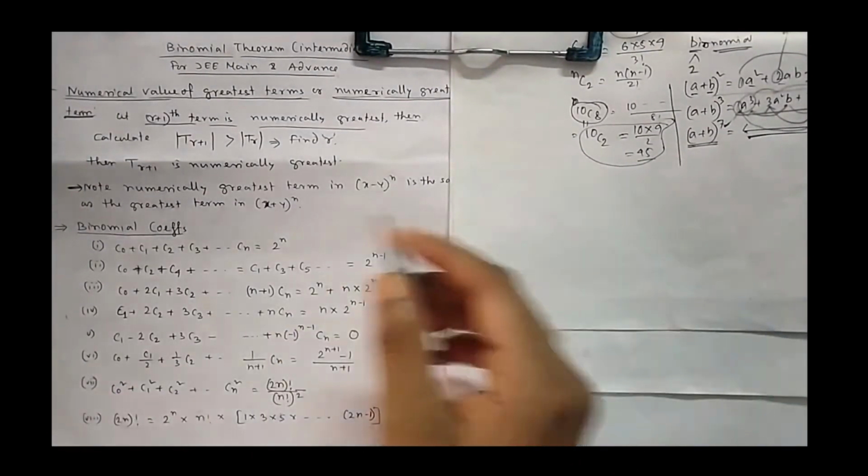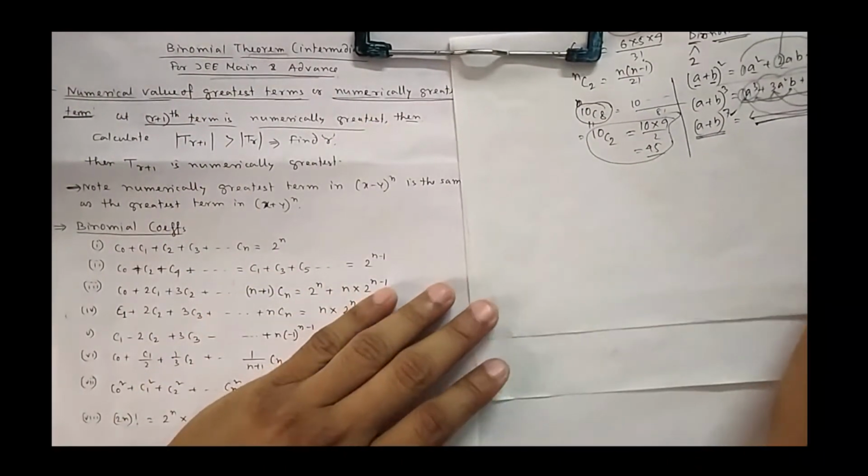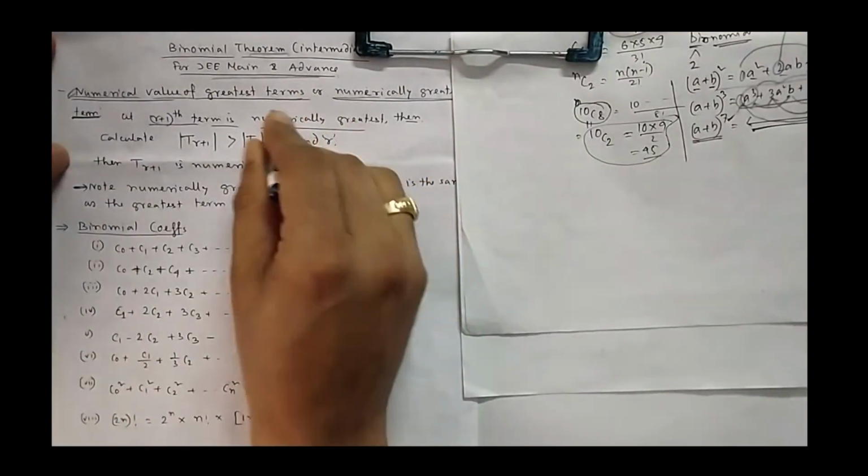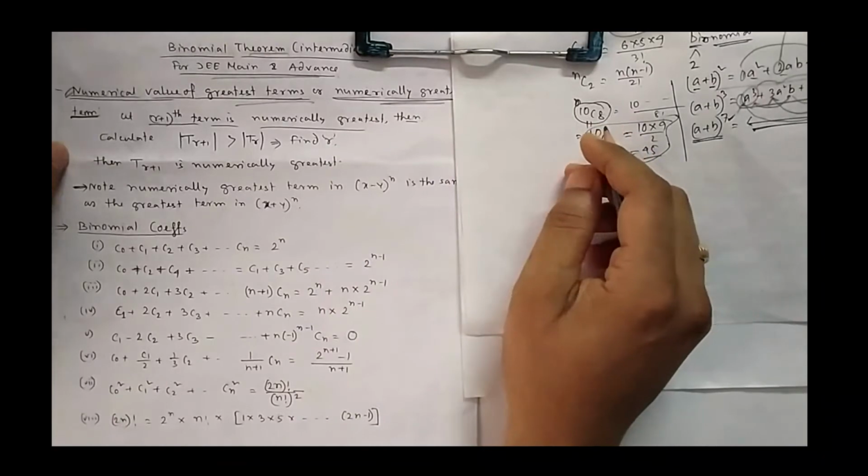Up to basic we have already done. Now this one is for JEE Main and JEE Advanced students, so we will go a little deeper into the concepts and the theory. Here we will be calculating the greatest term, or numerically which one is the greatest, because in the binomial expansion you will get lots of terms.